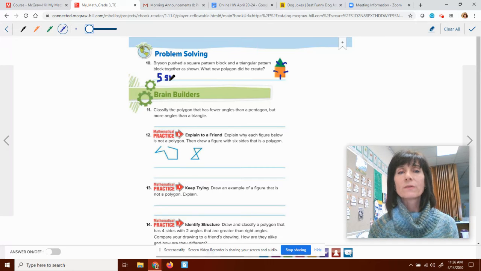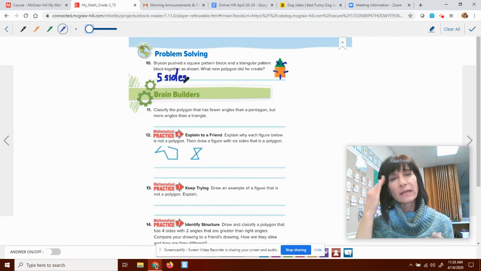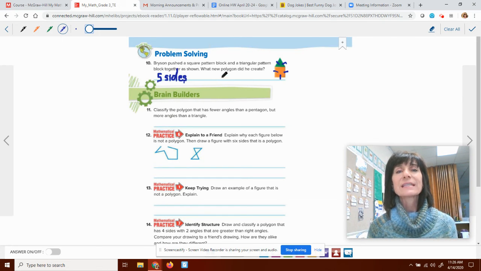I would also count then the angles. How many angles? Well, if I have 5 sides, I'm going to have 5 angles. So I know in my mind that if I have 5 sides and 5 angles, this is a pentagon. And if I wasn't sure of the spelling, I'm not going to guess. A pentagon, I could simply go back to key concepts because I know spelling is important.